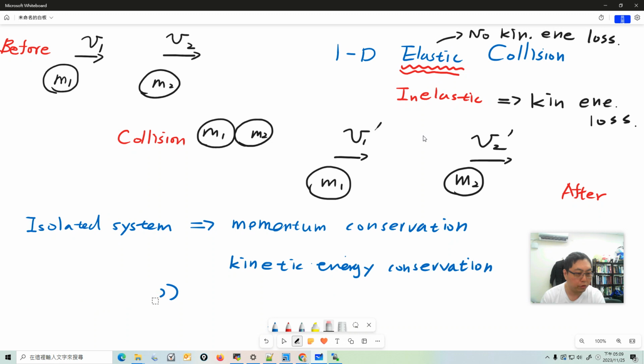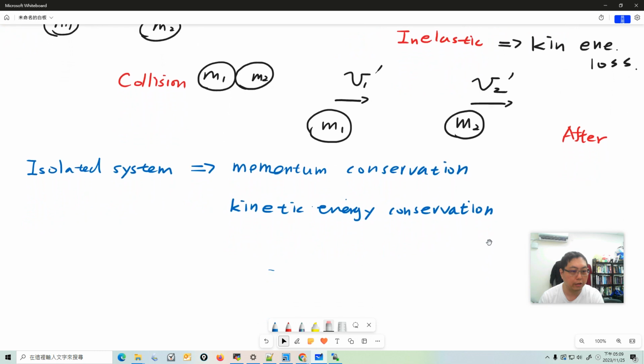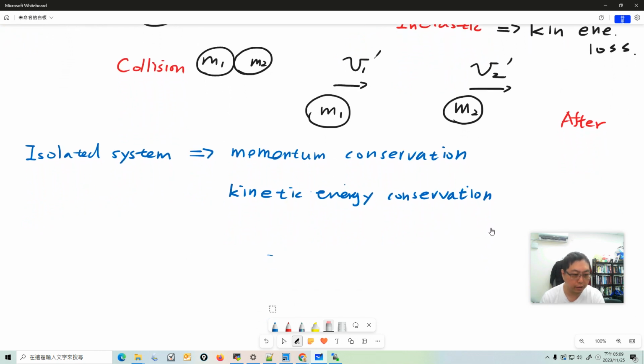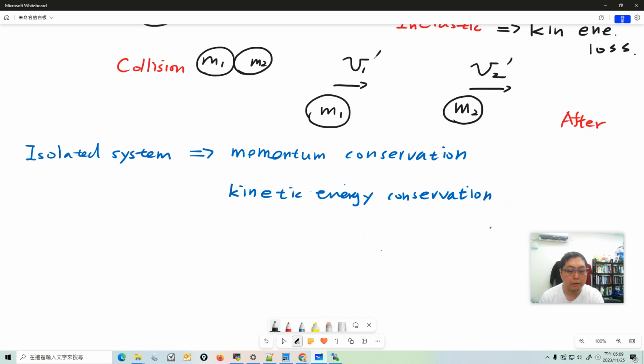So we will use momentum conservation and kinetic energy conservation to solve for V1 prime and V2 prime. Let's get a start. First of all, momentum conservation. Do you remember that momentum is mass times velocity? Kinetic energy is 1/2 times mass times velocity squared.